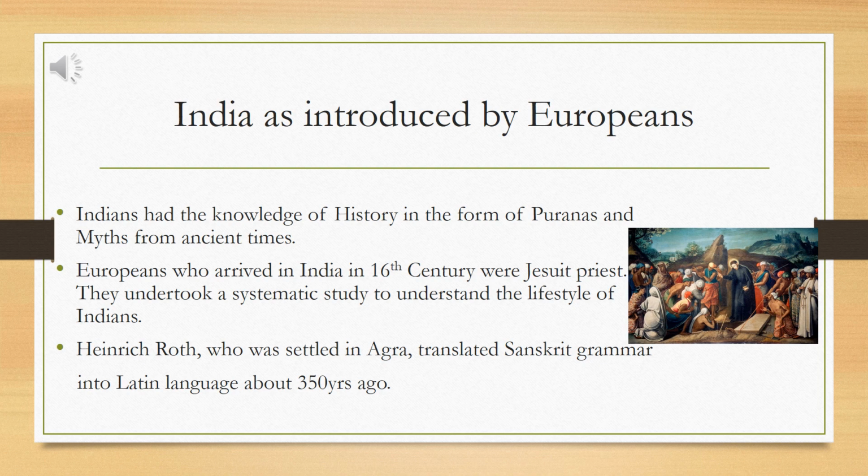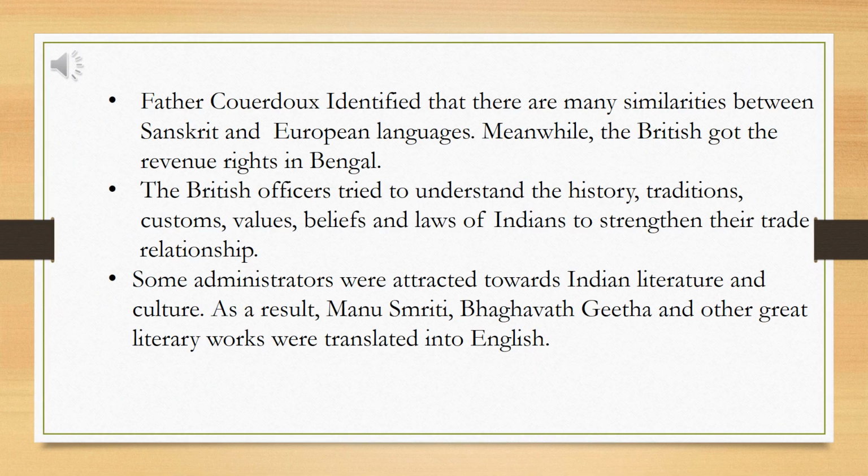Henrik Roth, who settled in Agra, translated Sanskrit grammar into Latin language about 350 years ago. A century later, Father Cordock identified that there are many similarities between Sanskrit and European languages. Meanwhile, the British got the revenue rights in Bengal. The British officers tried to understand the history, traditions, customs, values, beliefs, and the laws of Indians to strengthen their trade relationship. Some administrators were attracted towards Indian literature and culture.